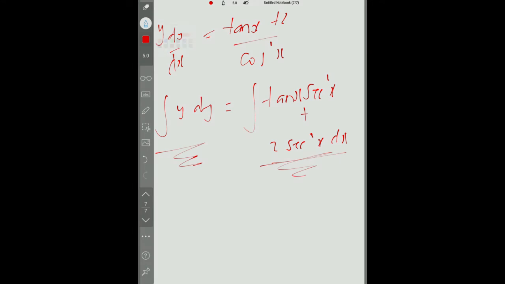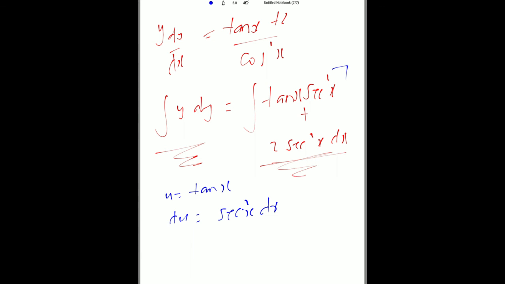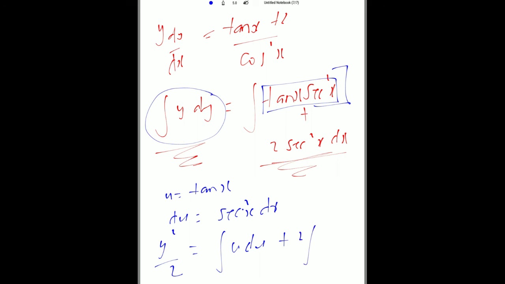How are we going to do that? We're going to do a bit of substitution. So let's use the substitution for this part. So it would be that y squared over 2 coming from this would be equal to, we're going to be making our substitutions in this part of the expression. So we're going to have that this would be the integral of u du plus, splitting this up now, 2 times the integral of sec squared x dx. Right? So what does that leave us with?